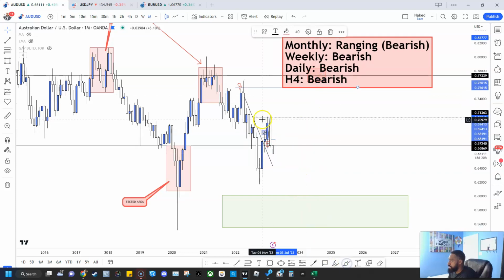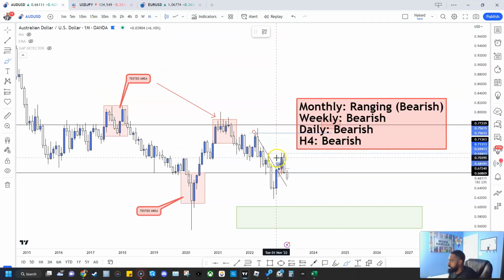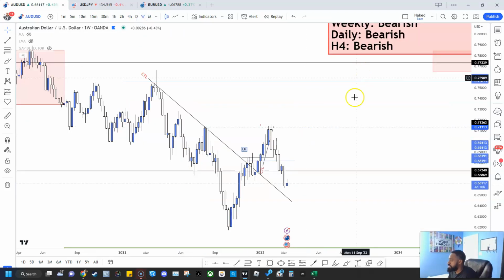So this right here, this is a lower high. This is a lower high right here, right? A downtrend consists of lower highs and lower lows. That's how we identify a downtrend. So this lower high generation is normally a trader's first opportunity for a sell. It's on a monthly time frame, but it's normally that first opportunity, right?